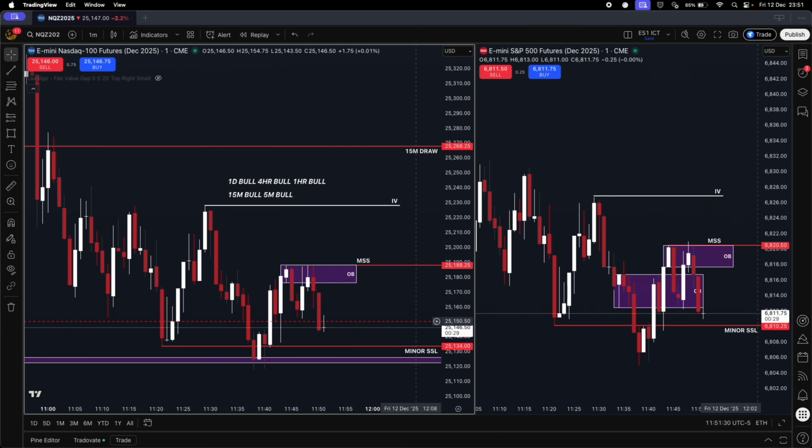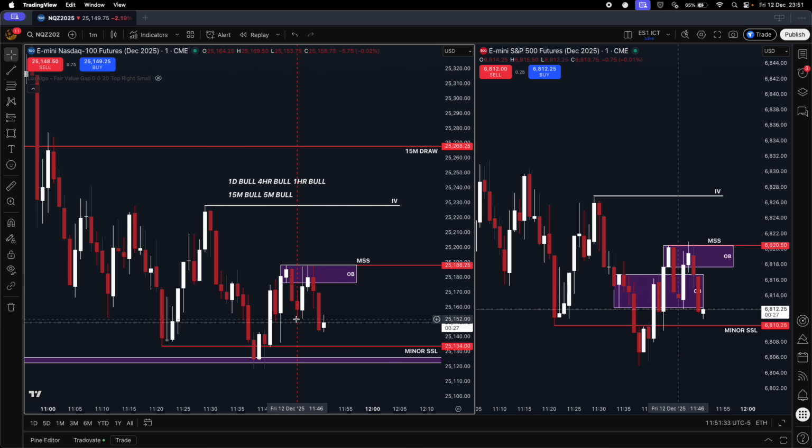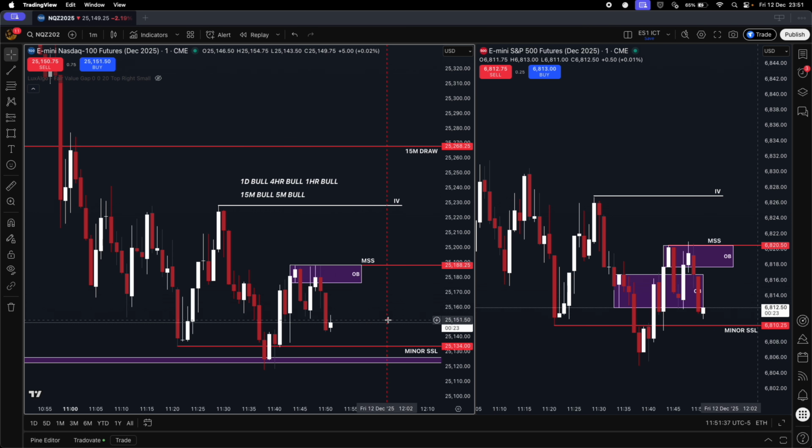Yeah, so as of now, price has taken a small portion of sell stops below this low. We're still looking for a shift in market structure.